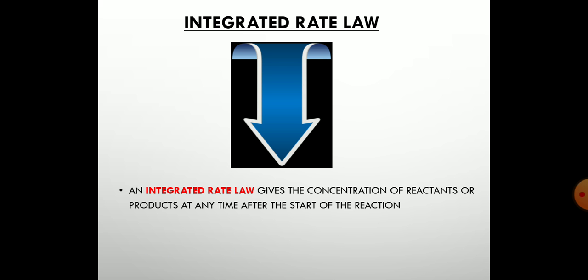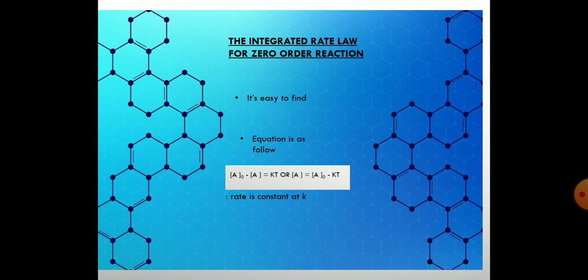Now, integrated rate law. An integrated rate law gives the concentration of reactants or products at any time after the start of the reaction. Finding the integrated rate law from a rate law is very much like calculating the distance that a car will have traveled from the speed at each moment of the journey.